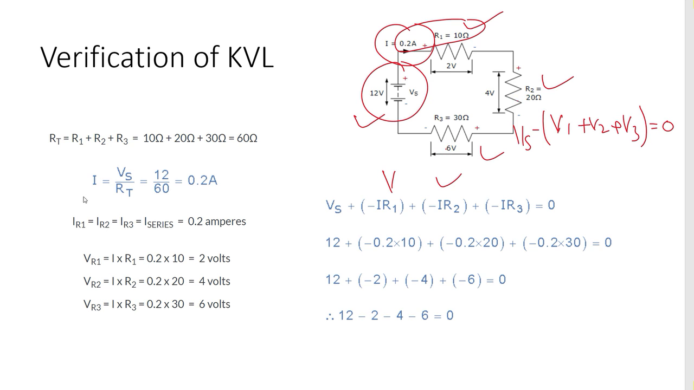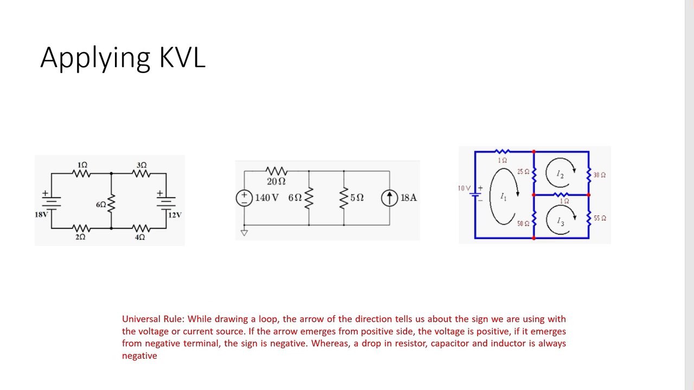The main objective of KVL is to find the unknown currents first. So KVL is used for calculating unknown currents. So let's calculate some currents in the example. Okay, so these are some of the examples which we will study and calculate our matrices for I. Further we can solve those matrices.